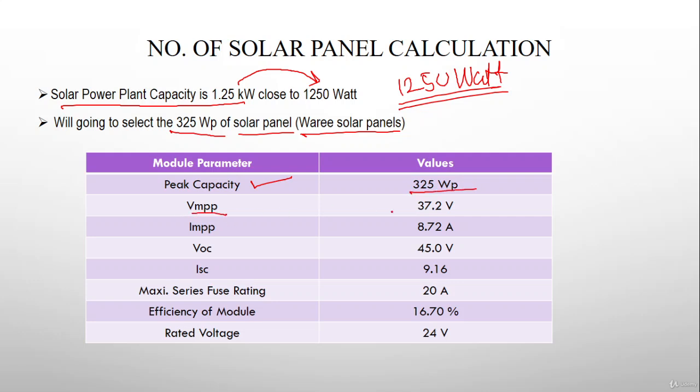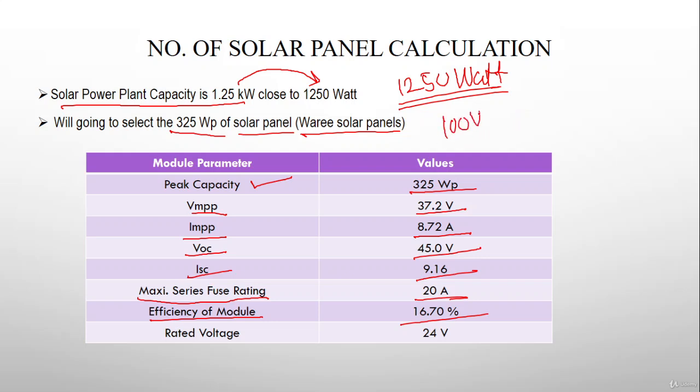Maximum power point voltage is 37.2 volt. Maximum power point current is 8.72 ampere. Open circuit voltage of the panel is 45 volt. Short circuit current of the panel is 9.16 ampere. Maximum series fuse rating is 20 ampere. And efficiency of the module is 16.70%.